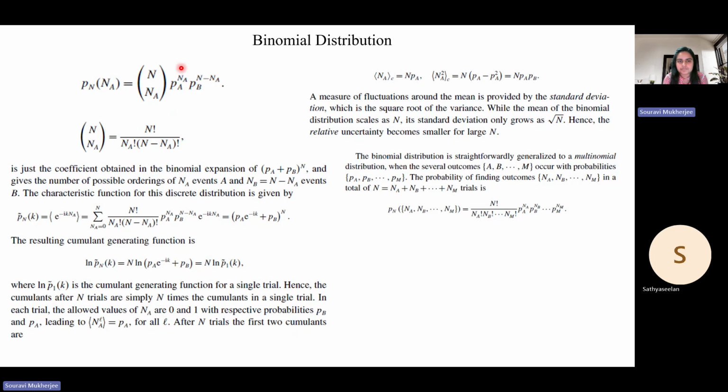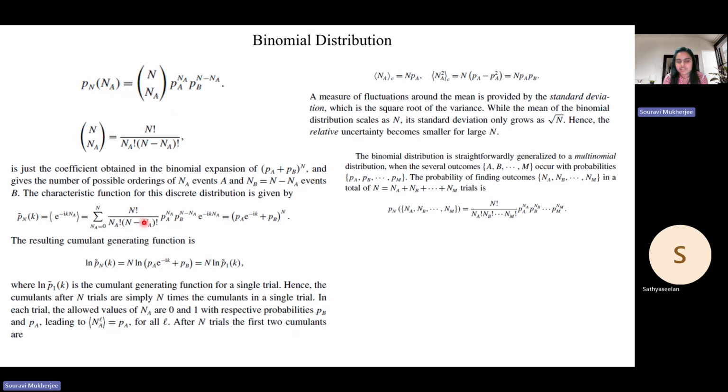Now, once you know the expression for this form, like once you know the probability density description, you can try to find the characteristic function. How do you find the characteristic function? You basically do a Fourier transform of this quantity. The Fourier transform is nothing but calculating the expectation value of e to the power minus i k nA, right? In the discrete distribution form, the integration is replaced by a summation, so you have a summation with nA going from 0 to n.